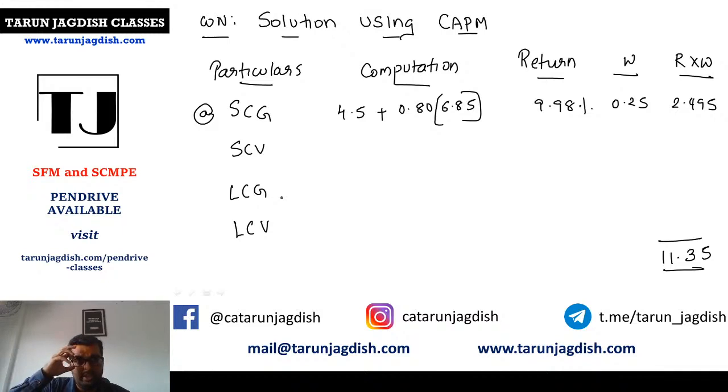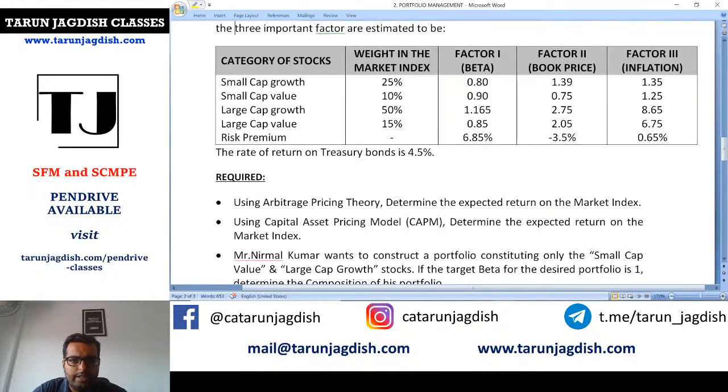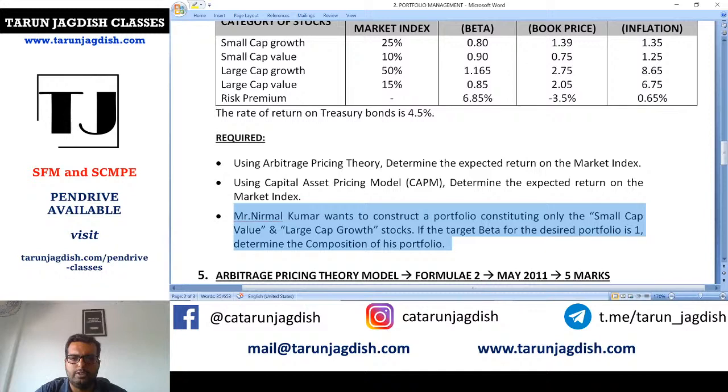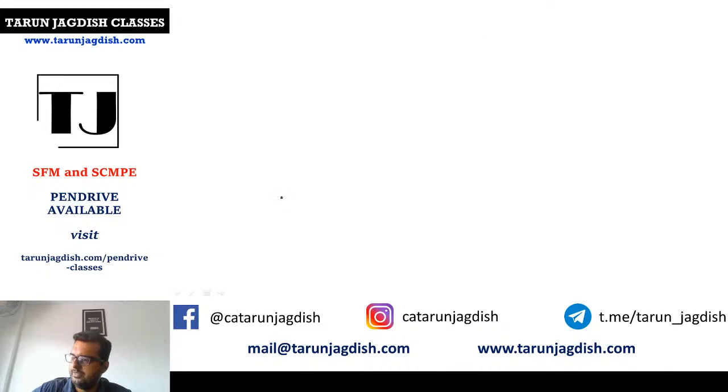Alright friends. In case you are done with this one, shall I now go to the next one? Okay. The next requirement, the last one, is a very good requirement. Please read through this requirement. Nirmal wants to construct a portfolio constituting of only the small cap value and large cap growth.